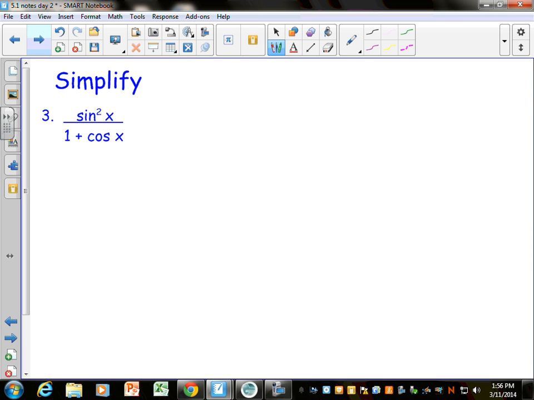But for me, when I see simplify, I think about how I'd really like to be able to cancel something out, which means I'd really like the same trig functions in the top that I have in the bottom. So when I see something like number 3, with sine squared in the top and 1 plus cosine in the bottom, I think about whether I could substitute in for either one of those and make it turn into the other one. Could I substitute something in for sine squared that would make it in terms of cosine? Could I substitute something in for 1 plus cosine that would make it in terms of sine?